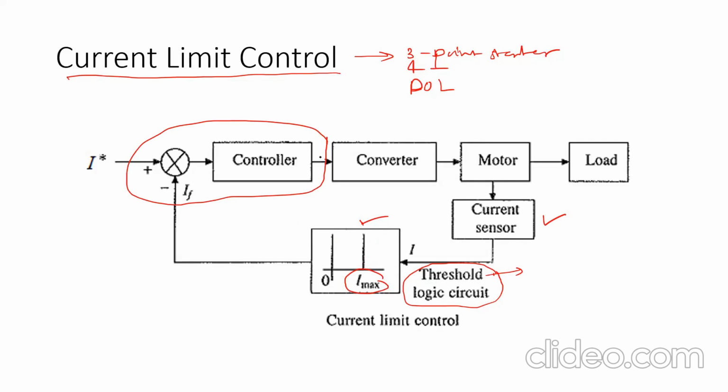In that case, the controller will turn off the switches in the converter, so the current comes down again. And this current sensor loop will check every time whether the current is below the set limit of Ia max or not. By controlling the switches in the converter, we can protect the motor against overcurrent problems.